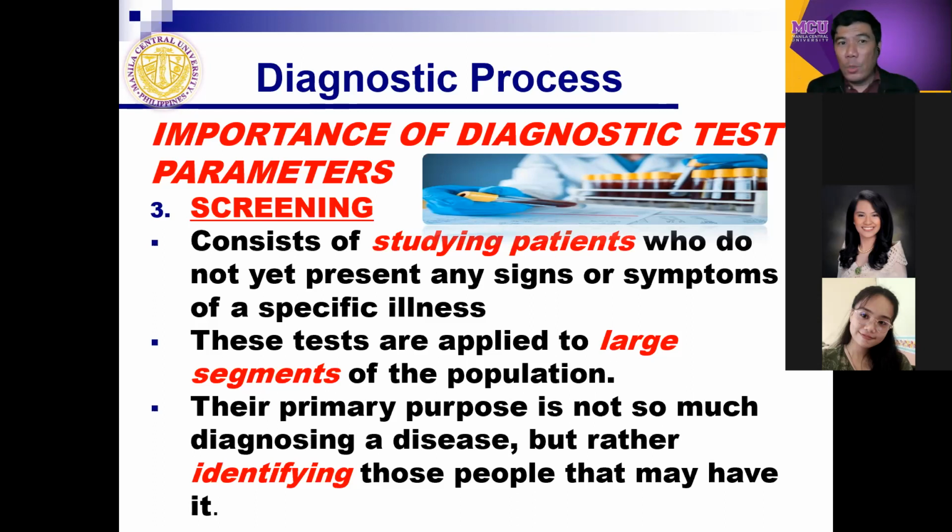So first, if we review the importance of the diagnostic parameter, the first is related to diagnosis. Number 2 is related to monitoring. Number 3 is related to screening. Screening is applied to large segments of the population, and usually its purpose is to identify infected individuals so that they could be isolated or subjected to quarantine. This may not only apply to COVID-19 but also to infectious diseases.